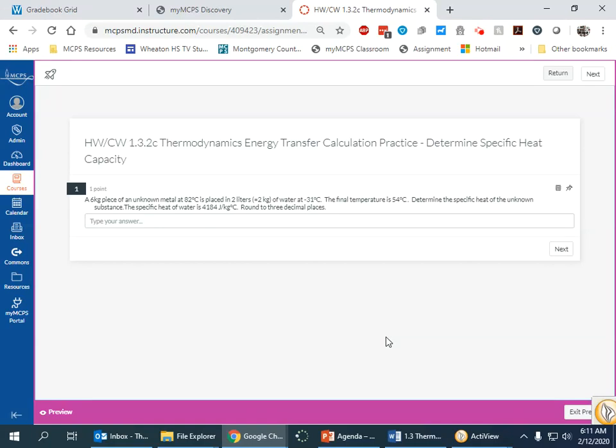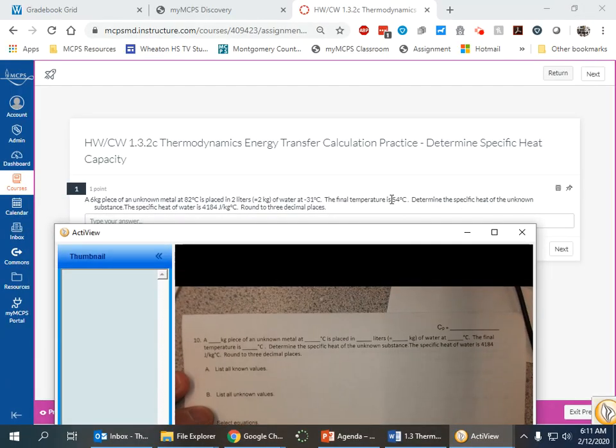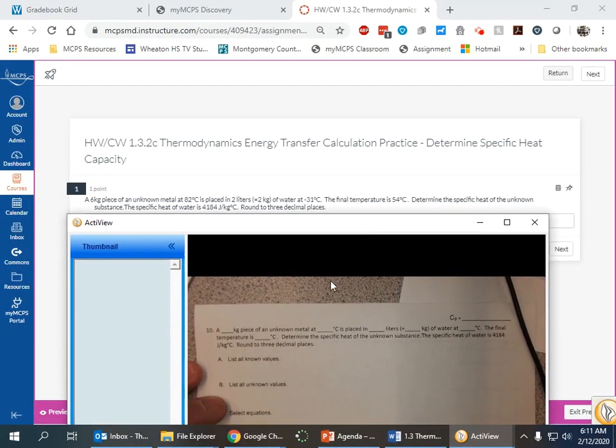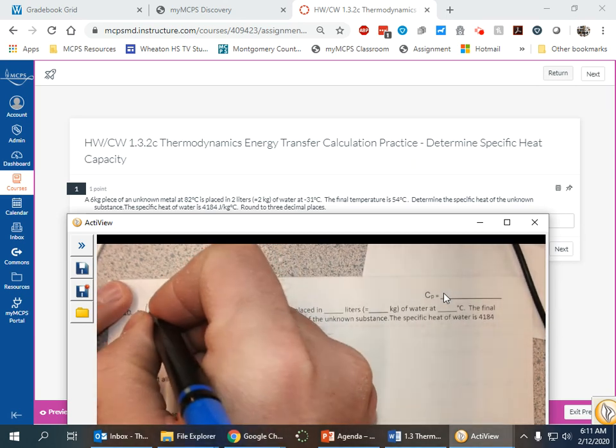All right, good morning. Now we're going to go ahead and solve your part C, which is solving for specific heat capacity. So a thermodynamic question, solving for specific heat capacity. So I'll just go ahead and write them all down here.